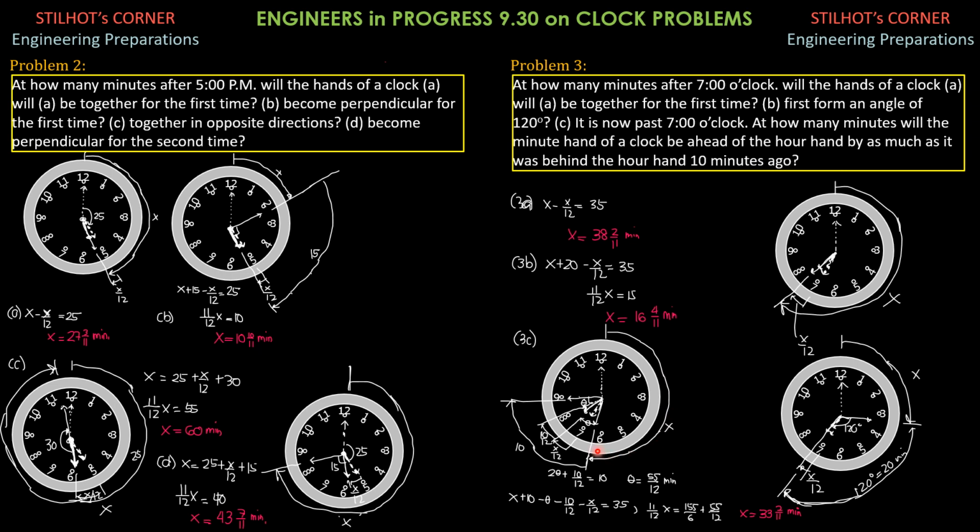Then x plus 10, minus theta, minus 10 over 12, minus x over 12 ends at the 7 mark, and the 7 mark is 35 minutes. So again, x plus 10, then go back, minus theta, minus 10 over 12, minus x over 12 equals 35. So simplifying, x minus x over 12 is 11 over 12 x, then 35 minus 10 plus 10 over 12 is 155 over 6 plus theta, which is 55 over 12. Solving for x is 33 and 2 over 11 minutes. So that's it for this video because it is now lengthy.